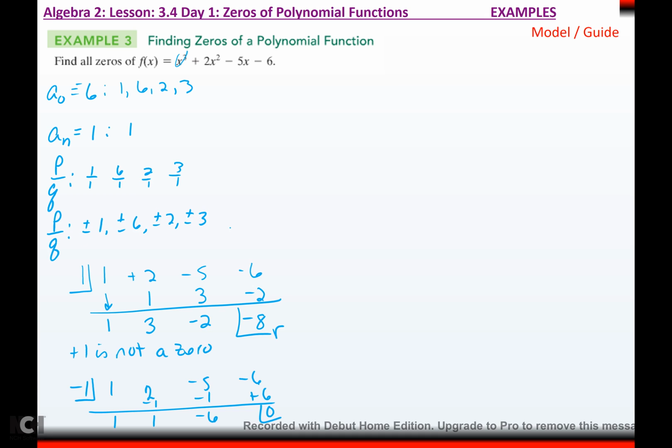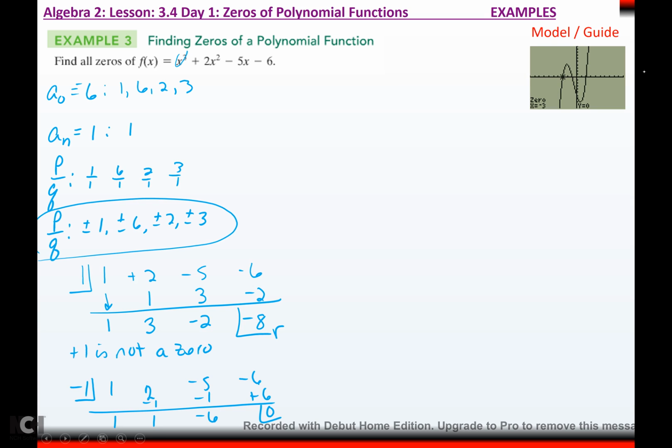Now, this can get pretty tedious, especially when you get a lot of fractions and so forth. So what I'll let you do is, once you get your list, go to the graphing calculator and type it in. I can tell from my graph that it crossed at negative 3. I can also see that it crossed at negative 1, which I just found here. And I can also see that it crosses at 2.